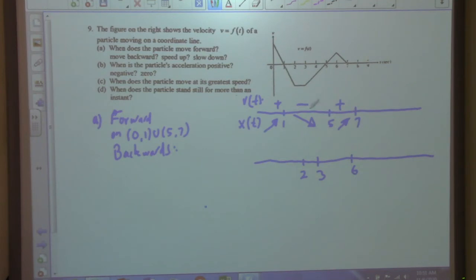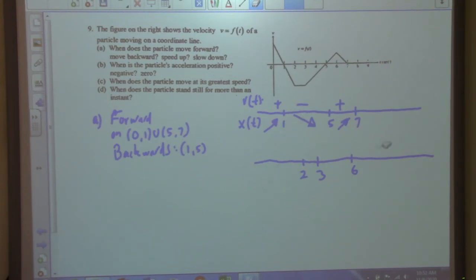Where does the particle move backwards? In this little interval between 1 and 5. You see that? Okay, next we're being asked, when is the particle's acceleration... Oh, we didn't have speed up and slow down yet, did we?